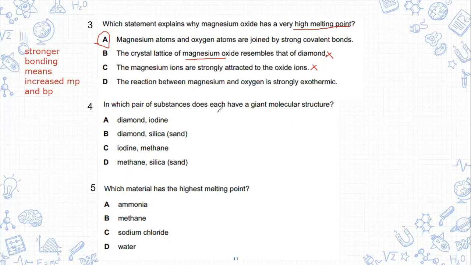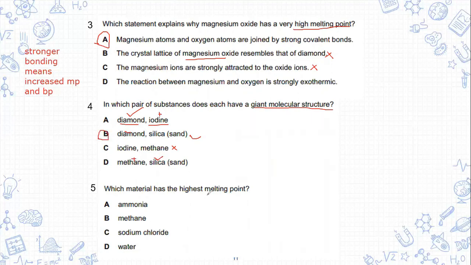In which pair of substances does each have a giant molecular structure? Each means both of the substances. Now see over here. Diamond is a giant molecular structure, iodine is not. Sand, silica, and diamond both are giant molecular structures. Both are correct. Iodine and methane both are not at all. They both are simple molecular structures. Methane is a simple molecular structure and silica is a giant molecular structure. So the one in which both are correct is only and only B.